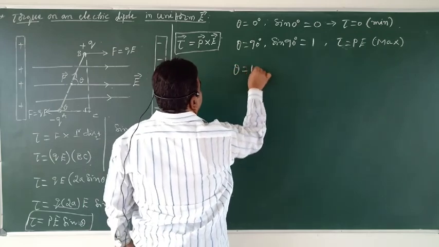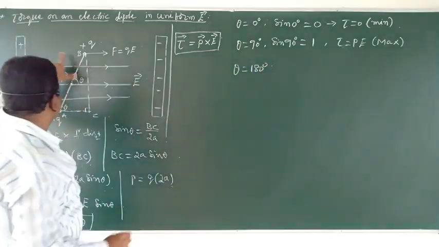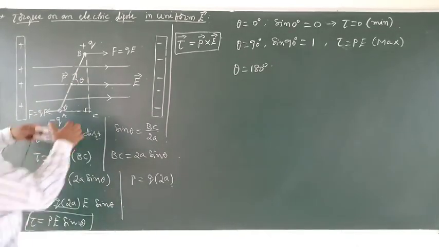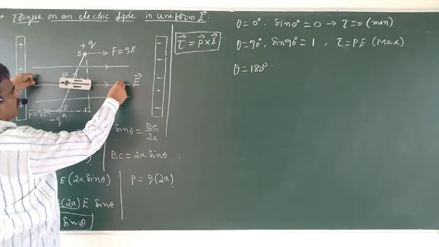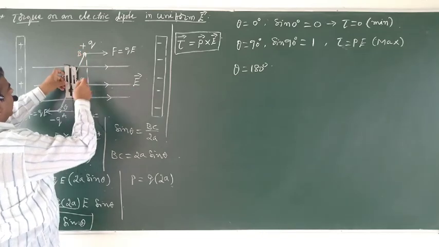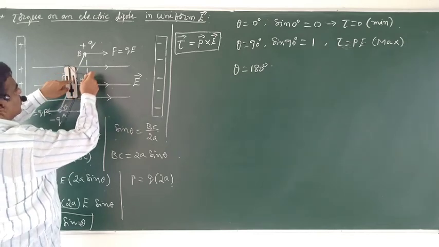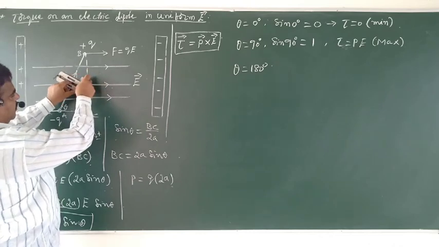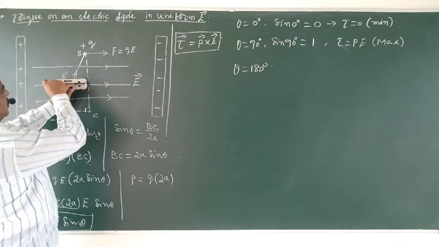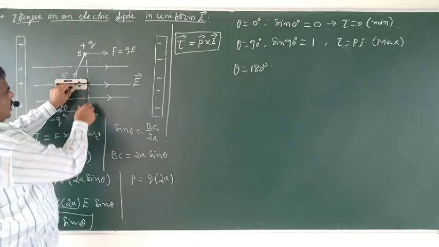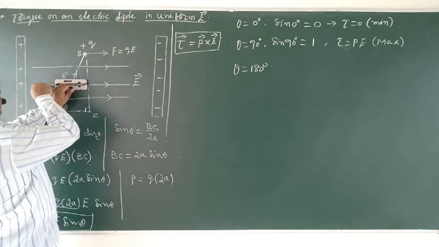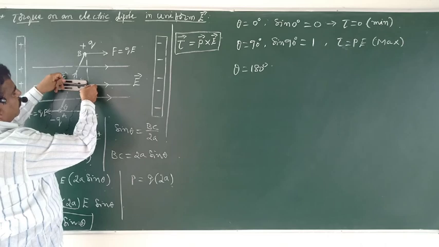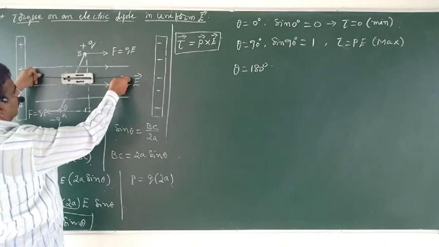Now, when theta equals 180 degree, the dipole is like this. Theta is 0 degree. No torque acts when the force is like this. When theta is 90 degree, the torque is maximum. When theta is 180 degree, it is like this. Okay? The force on this charge will be towards this. The force on this charge will be towards this. Positive charge will be in this end. Negative charge will be in this end. As a result, the forces will act like this. The dipole will rotate like this.